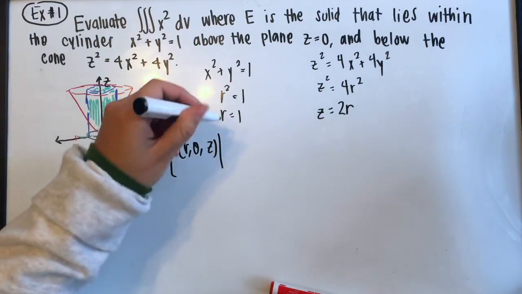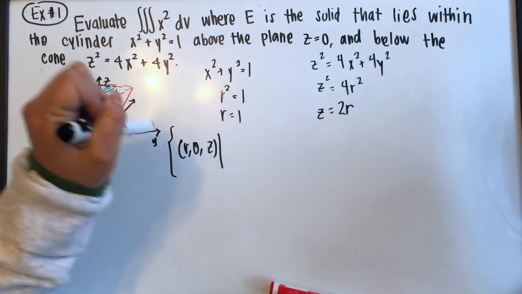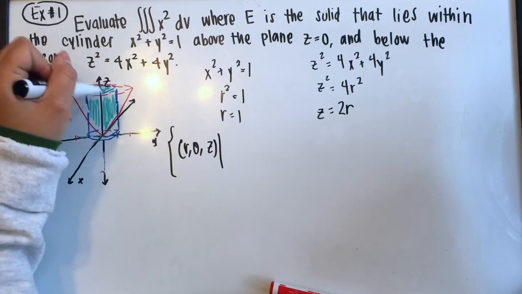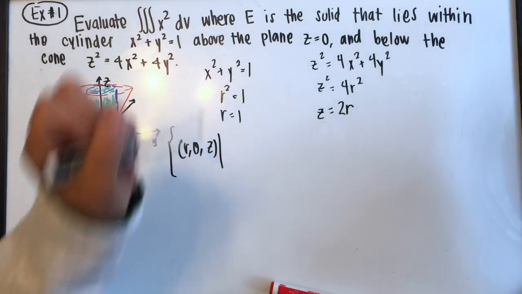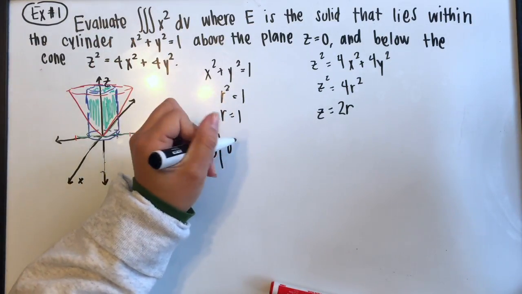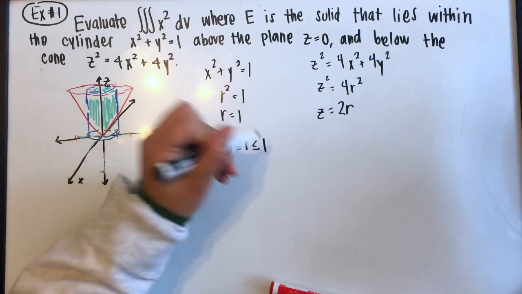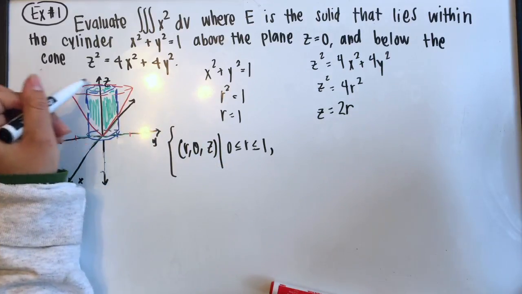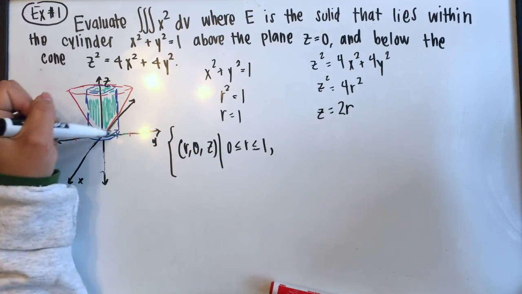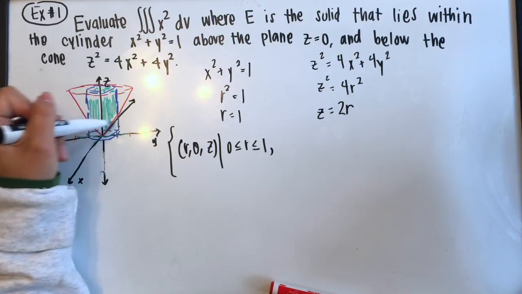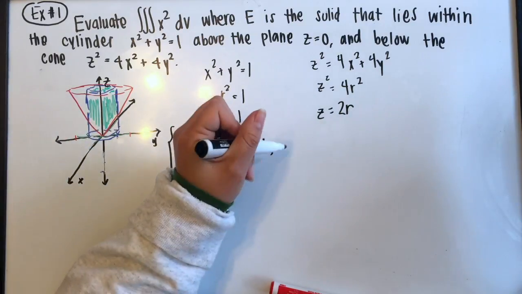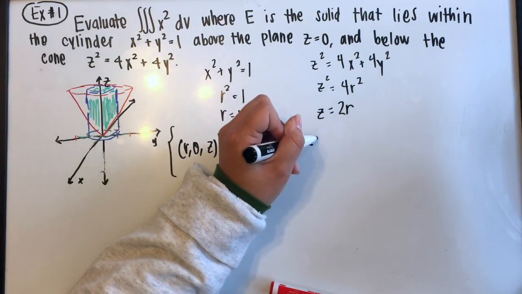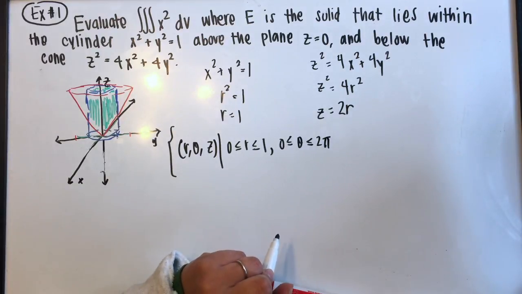Our radius is basically from 0 to 1 because it's within the cylinder. We're not considering the cone, we're considering inside the cylinder. Our cylinder has a radius of 1, so our radius is going to go from 0 to 1. Now our theta is going all around. There's nothing telling us that it's only the first octant or only a quarter of it. So our theta is going to be 0 to 2 pi.